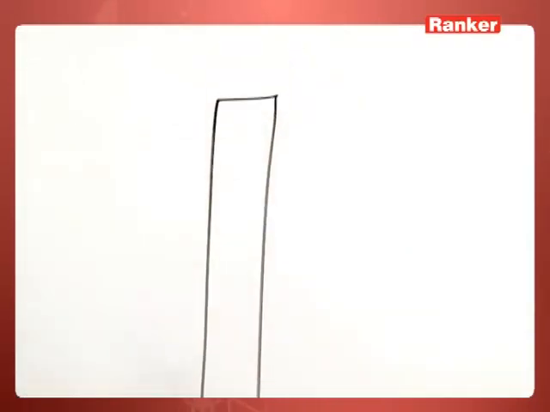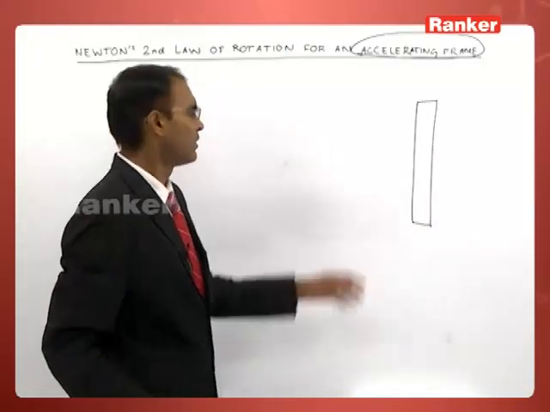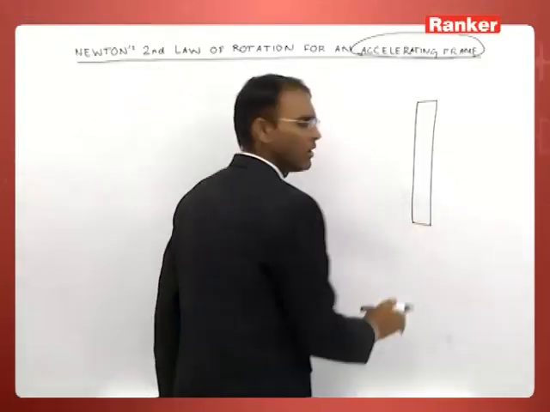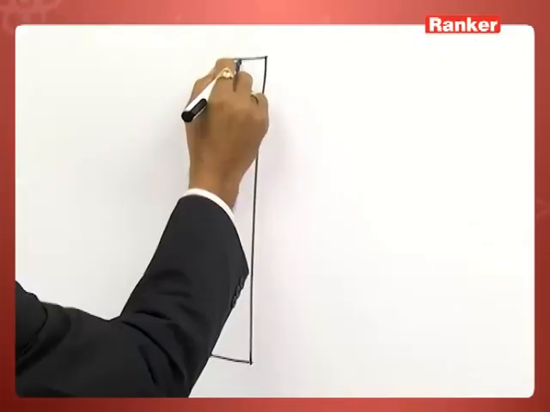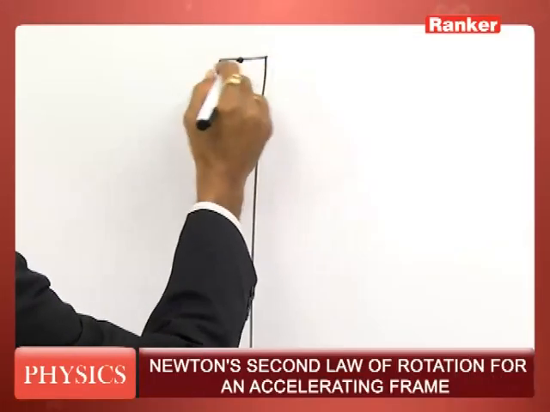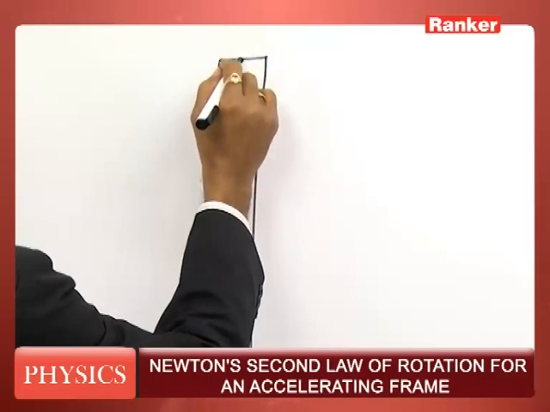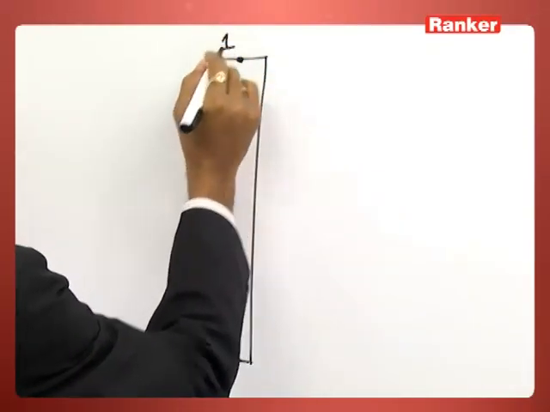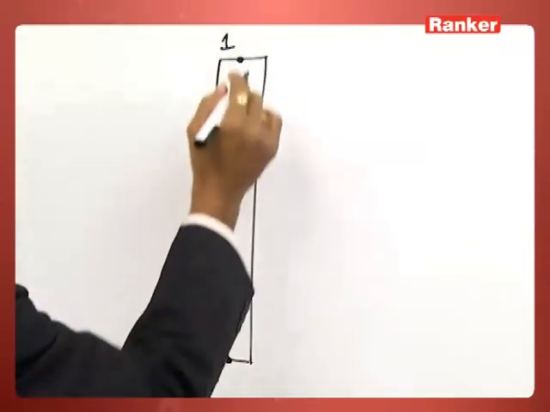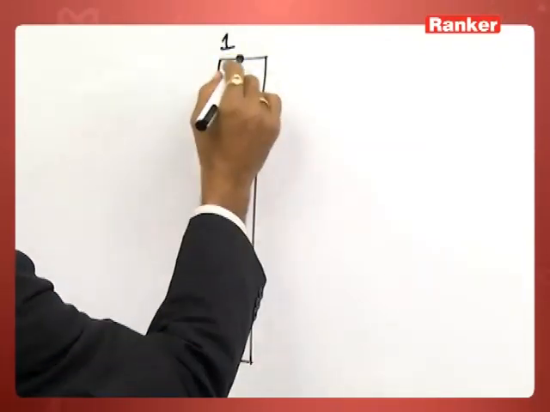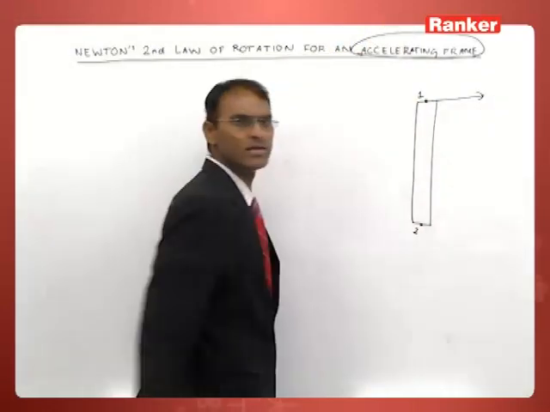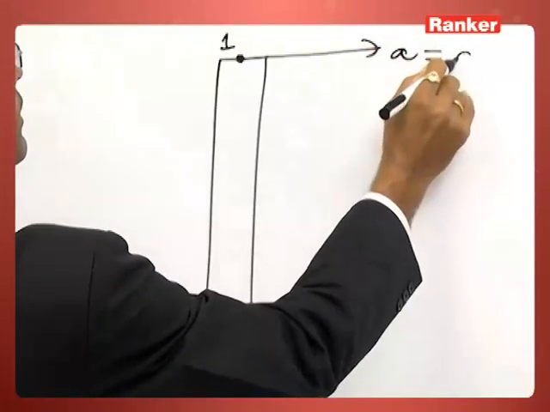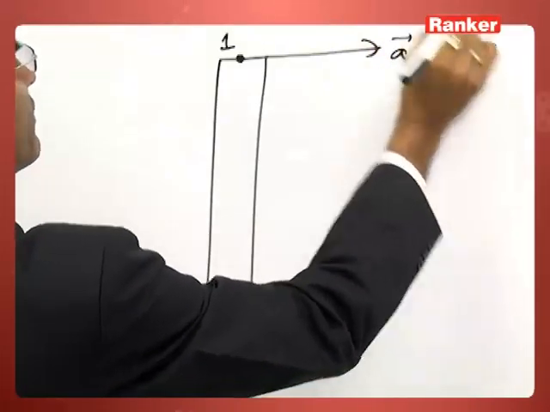Let us assume a rod which is free to move on a smooth horizontal plane. If we pull one end of the rod, there are two ends, 1 and 2, pull either this end or that end with a constant acceleration equal to A i cap.